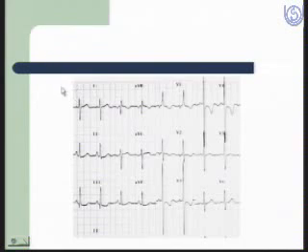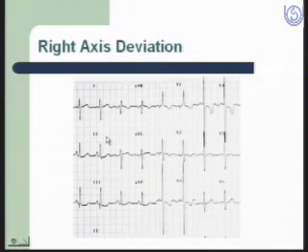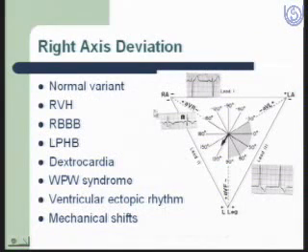Now this is another ECG in which you see that lead 1 is predominantly negative and lead AVF is positive. So what is the QRS axis in this patient? Right axis. Very good. So this is an ECG of right axis deviation, and when we see the causes of right axis deviation, again a normal variant can have right axis deviation. Right ventricular hypertrophy, a feature of right bundle branch block in association with left posterior hemiblock, in patients with dextrocardia in which the heart lies to the right side, in some types of WPW syndrome, again in patients with ectopic ventricular rhythm, or again due to mechanical shifts in the heart. So these are the possible causes of right axis deviation.